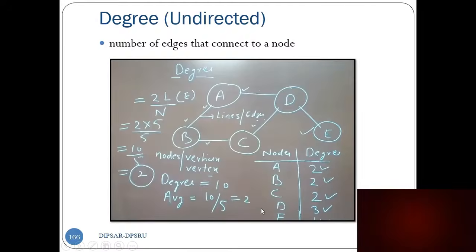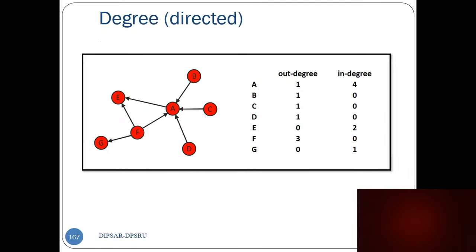If you want to calculate the average degree of this network, the formula is 2L divided by the total number of nodes, right? L is the number of edges, which is 5. So 2 multiplied by 5, divided by 5, is 10 by 5, which is 2, right? So you can do these calculations. But depending upon the graph, because it's an undirected graph, if your graph is directed, then there can be two types of degree: in degree or out degree.